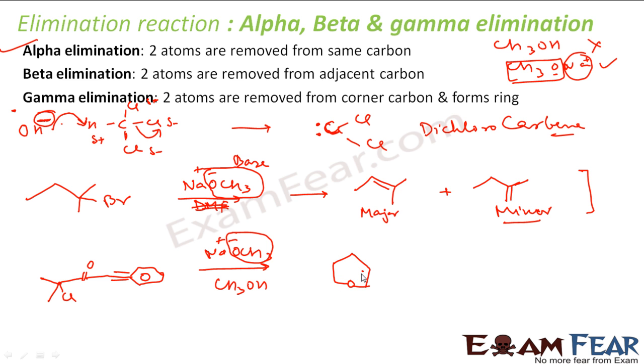I'll not take you through the reaction mechanism of these. I'm just telling you this is how it will happen. So here if you see, it is getting removed from the end carbons, right? So this carbon and this carbon. This is called gamma elimination because they are removed from the corner carbons. And this kind of reaction is called gamma elimination. So we have alpha elimination, beta elimination, gamma elimination. Alpha and gamma are rare. The most common is the beta elimination, where the atoms are removed from two adjacent carbons.